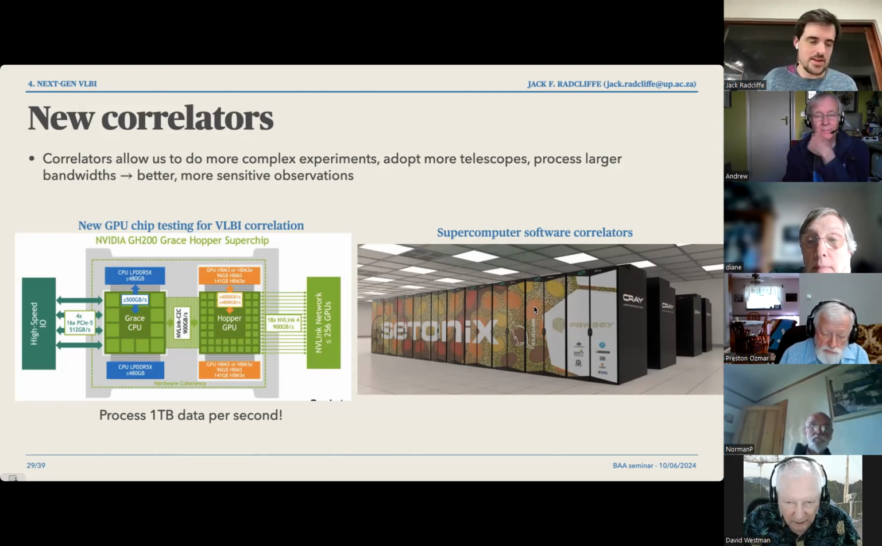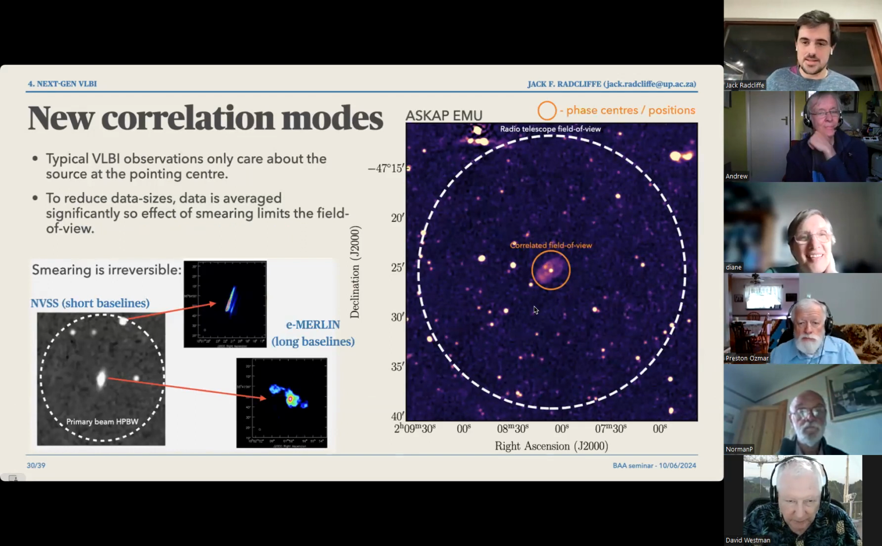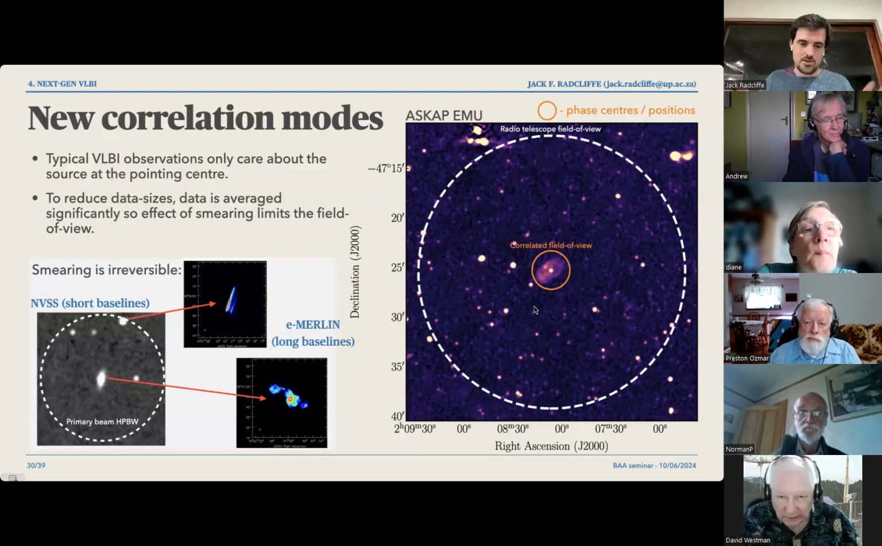And this is one area, at least in Pretoria, that we're trying to do. And we're looking at doing what we call new correlation modes here. This is something that I do personally. So I had to plug it in this talk. And a lot of the time, one thing that we want to do is we want to start being able to actually look at the whole field of view of our instrument.